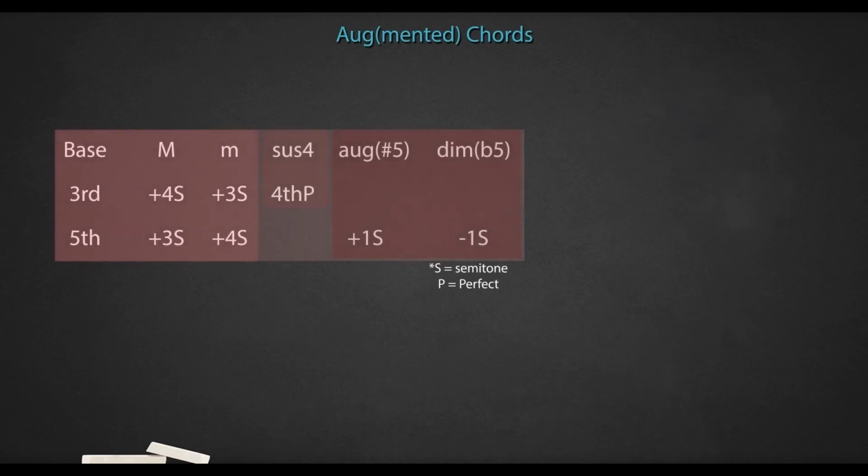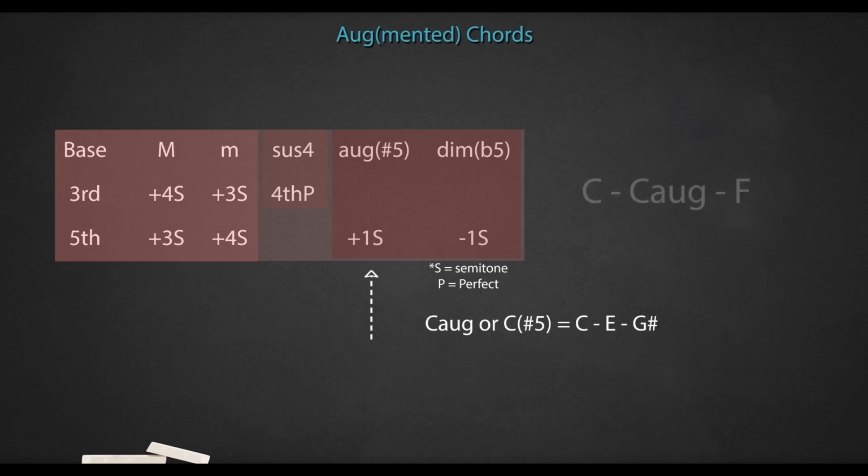Augmented, diminished chords. The chords with the symbol augmented. This is the augmented chord. The perfect fifth of the major chord, we make it augmented. C augmented consists of the notes C, E, and G sharp. Listen to C, C augmented, F chords.